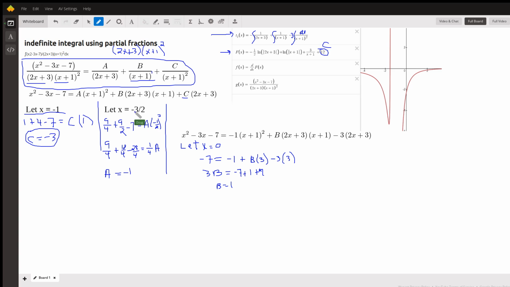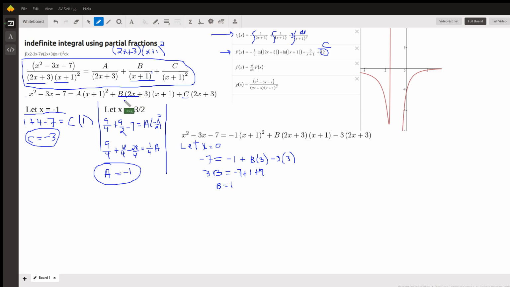And likewise, if I put -3/2 in for x, the b term and the c term are going to disappear because they'll become 0. So I get, with -3/2 in for x, 9/4 plus 9/2 minus 7 equals a times (-1/2) squared. If you convert all these to have a denominator of 4 and multiply everything through by 4, 9 plus 18, 27 minus 28 is -1. So we have a is -1.